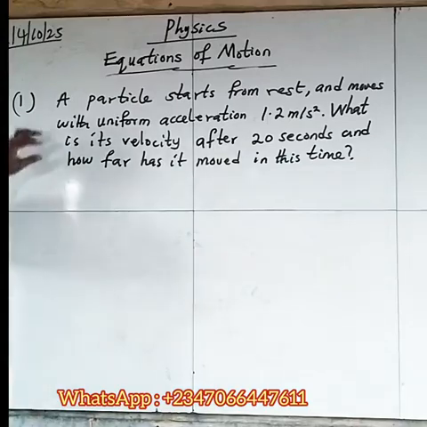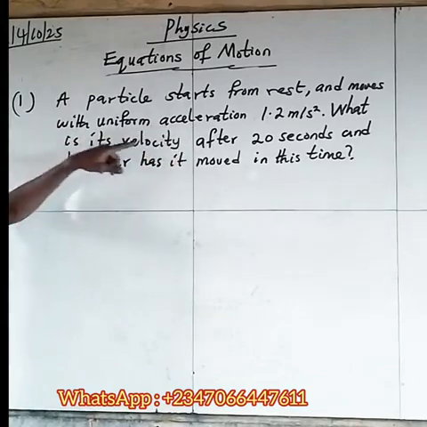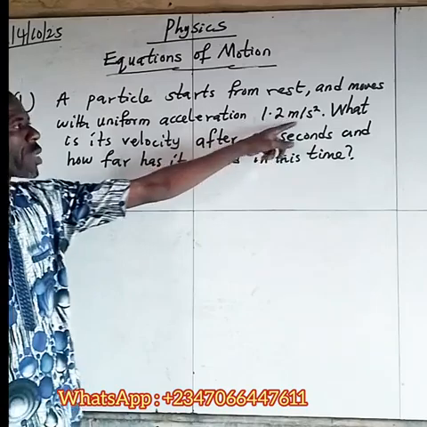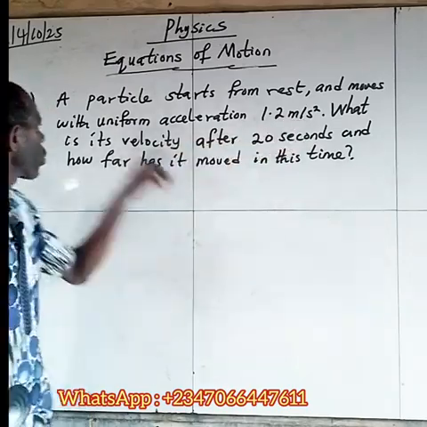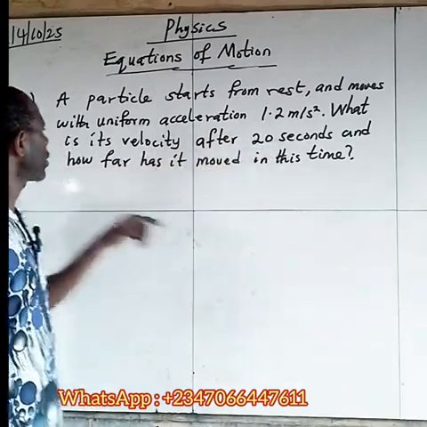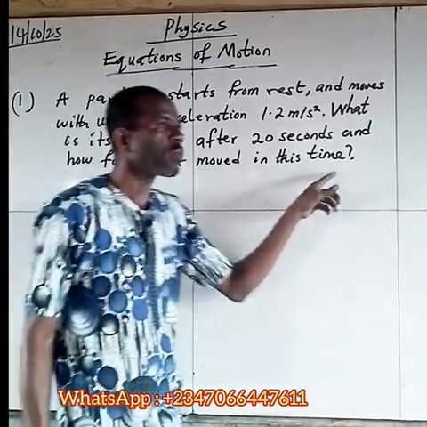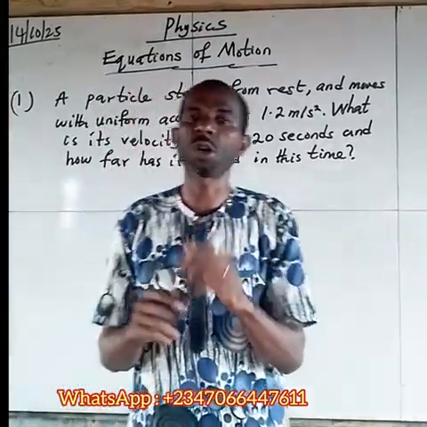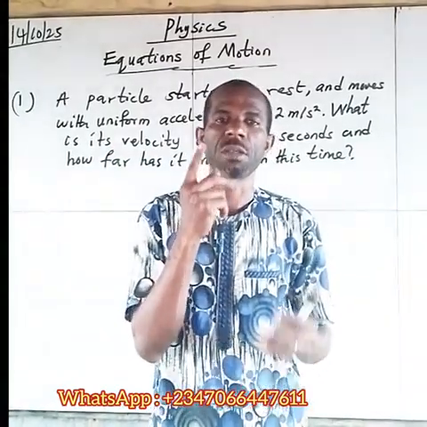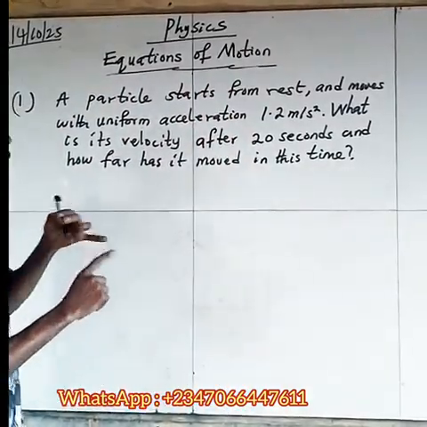And the question reads: a particle starts from rest and moves with uniform acceleration 1.2 meters per second squared. What is its velocity after 20 seconds? And how far has it moved in this time? So in this question, we are asked to calculate two things, which are the velocity and the total distance.